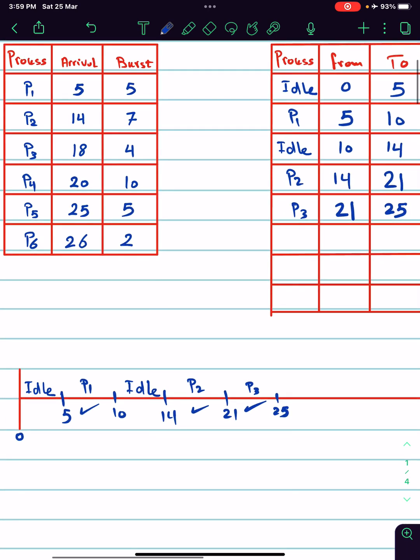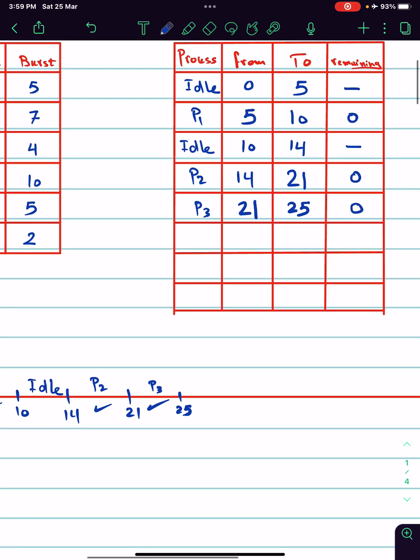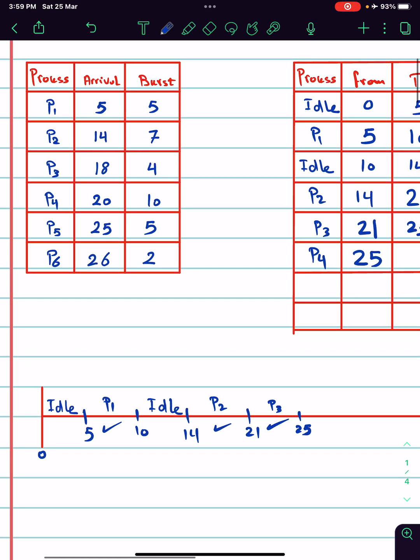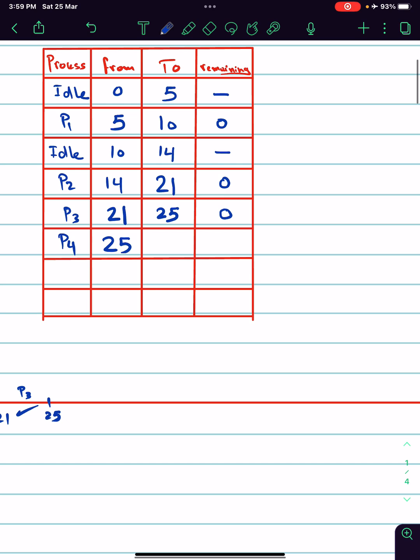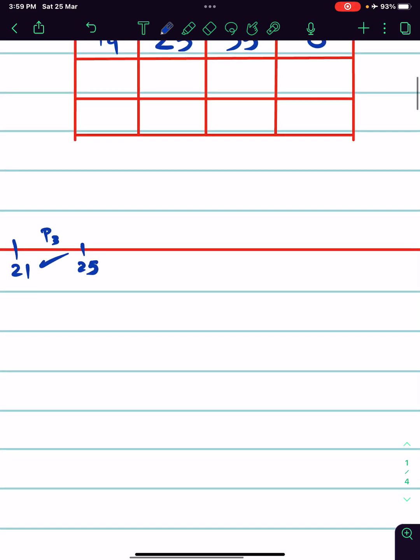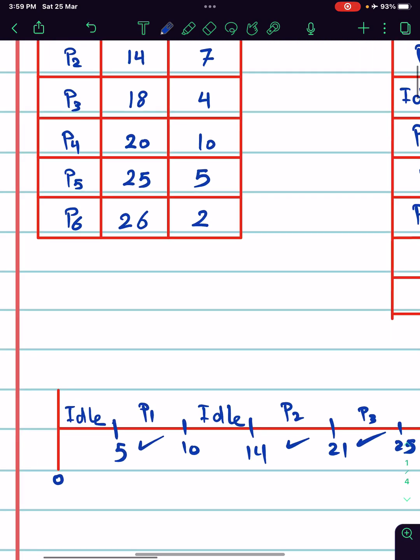Now, you have P4. The arrival time of P4 again is 20. But the CPU was very busy processing P2 and P3, right? So P4 now is going to be starting at time 25. That's when the CPU is available. And it has a burst of 10, so it's going to be working from 25 all the way to 35 with no remaining time. That's P4, correct? Yeah.